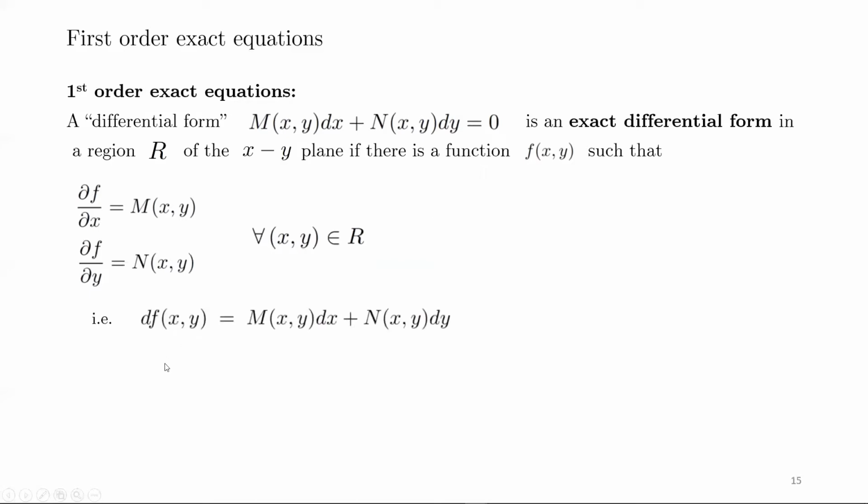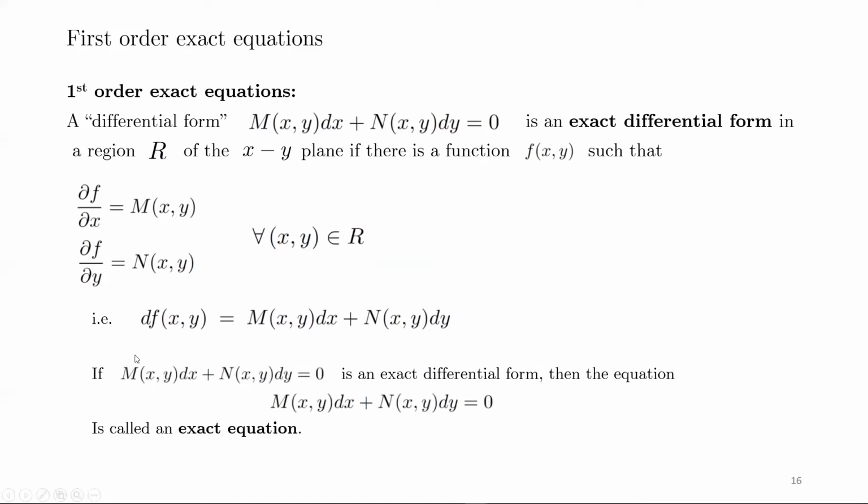Or in other words, we can write the differential of this function f as df equals M times dx plus N times dy. And if M dx plus N dy is an exact differential form, then we say the equation M dx plus N dy equals 0 is an exact equation.